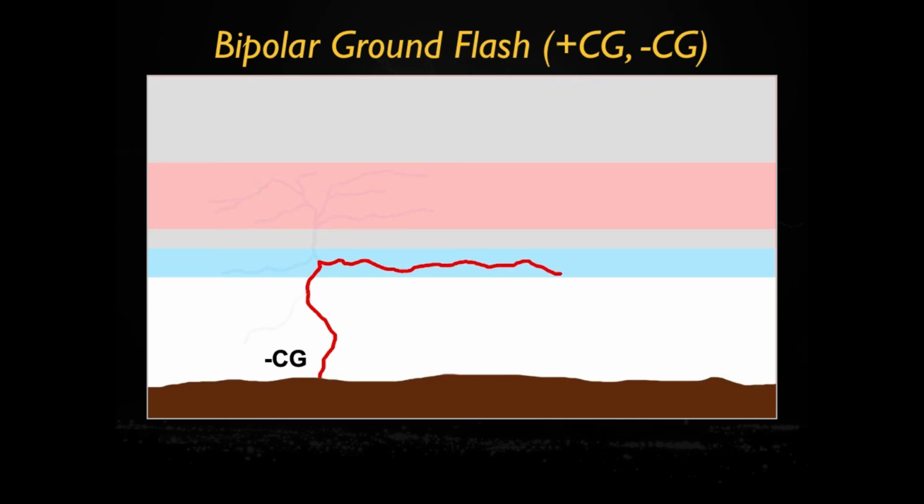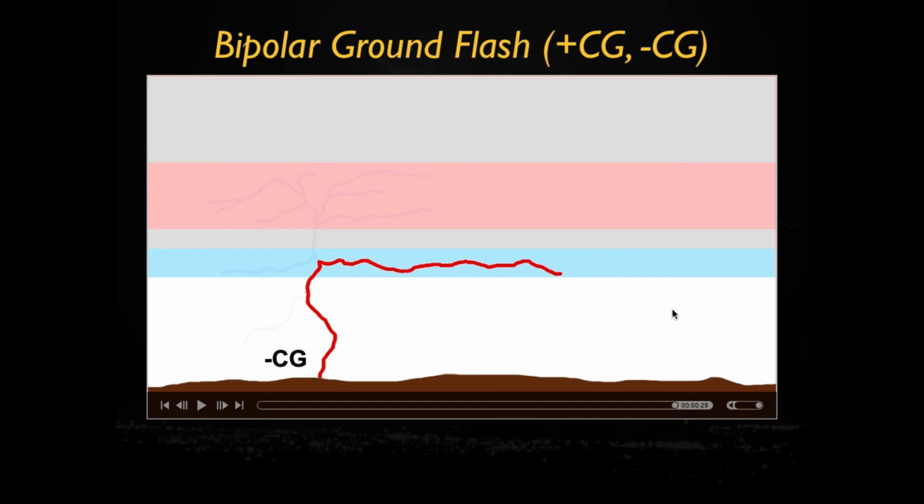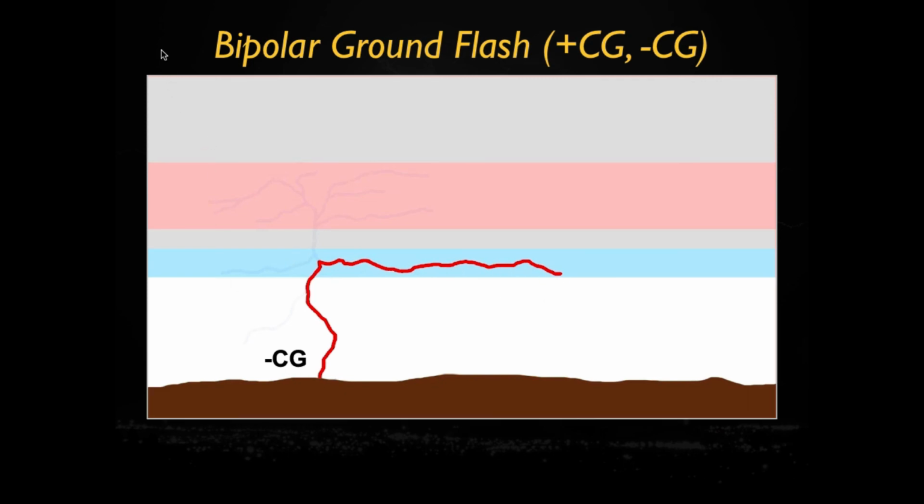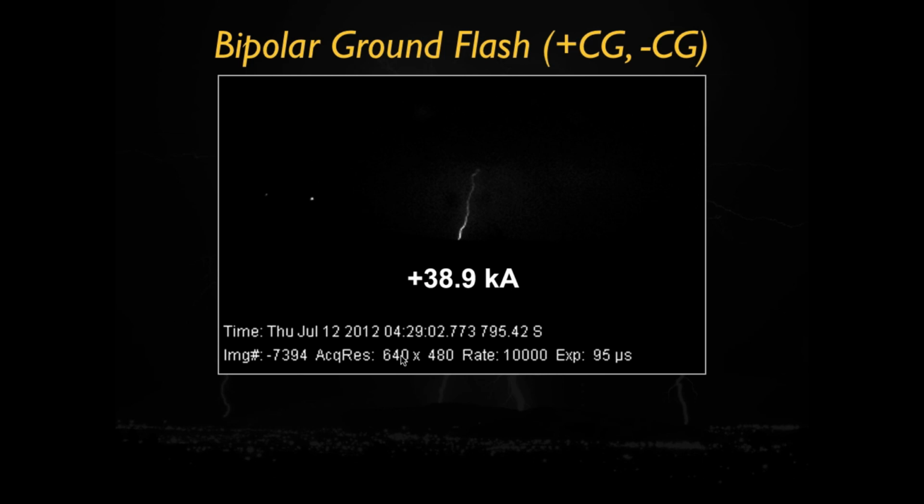And we've seen this happen, and then following this initial negative CG, we've seen multiple negative CGs continue to occur along that same path as this channel fades following the return strokes, and a new recoil leader initiates retracing this path over and over. And we'll take a look at that.